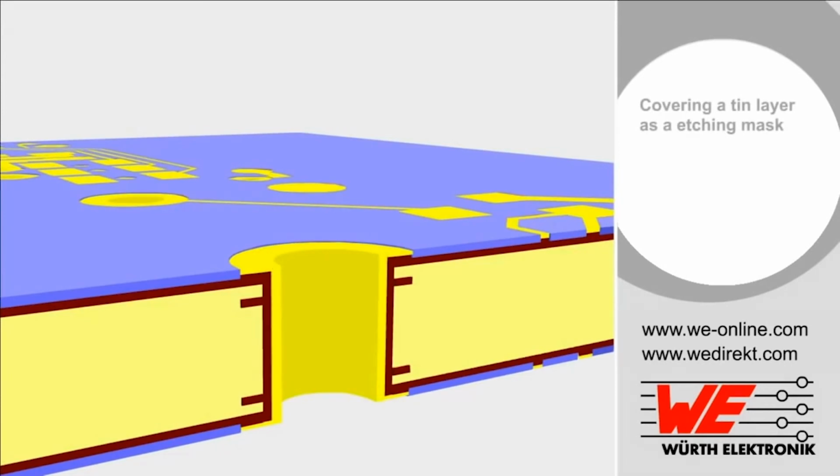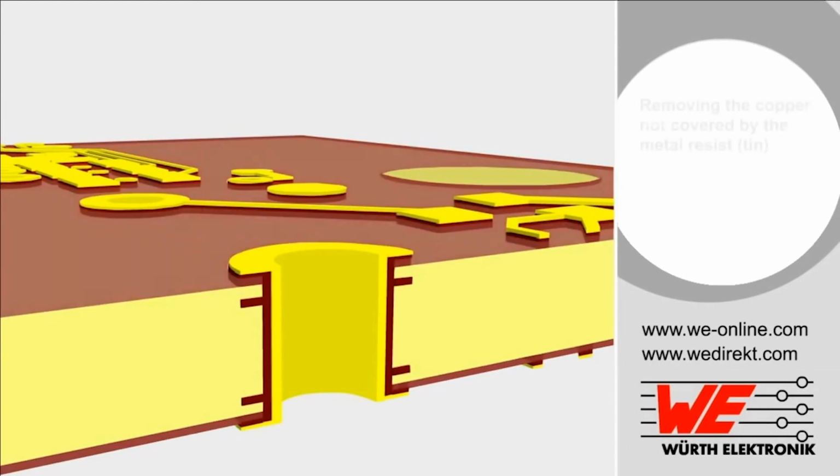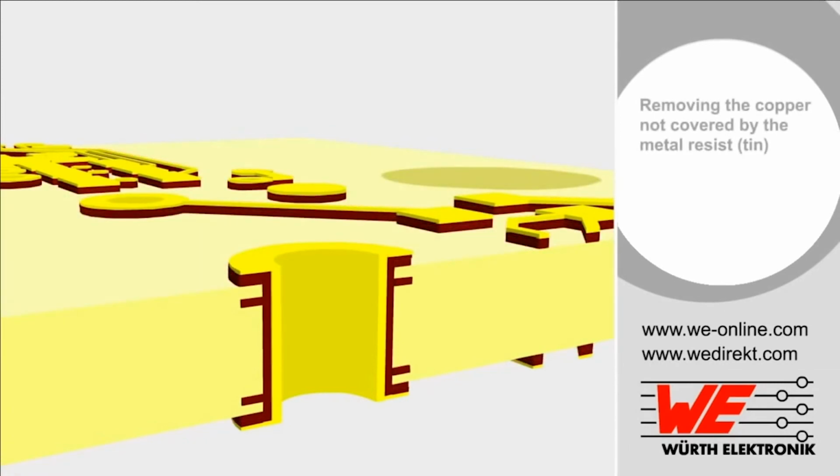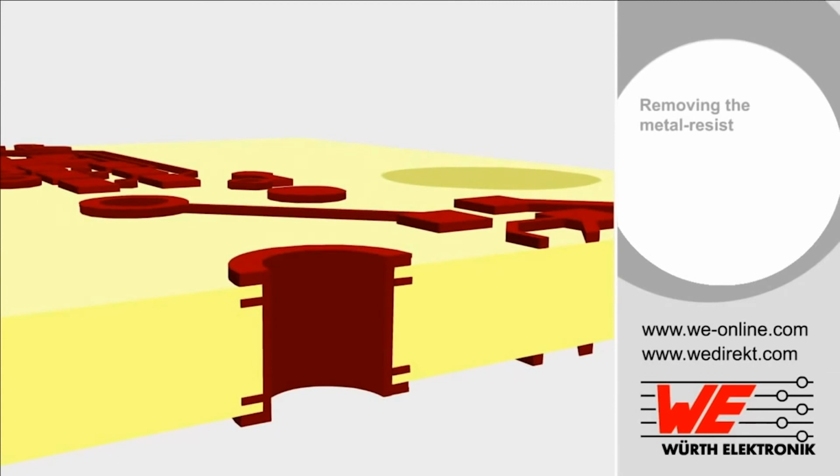The first of these processes is photoresist stripping, in which the polymerized photoresist is removed. Then the areas not covered with tin are removed in an alkaline etching process. Finally, the protective tin coating is removed. At this point, the circuit board is already electronically functional.